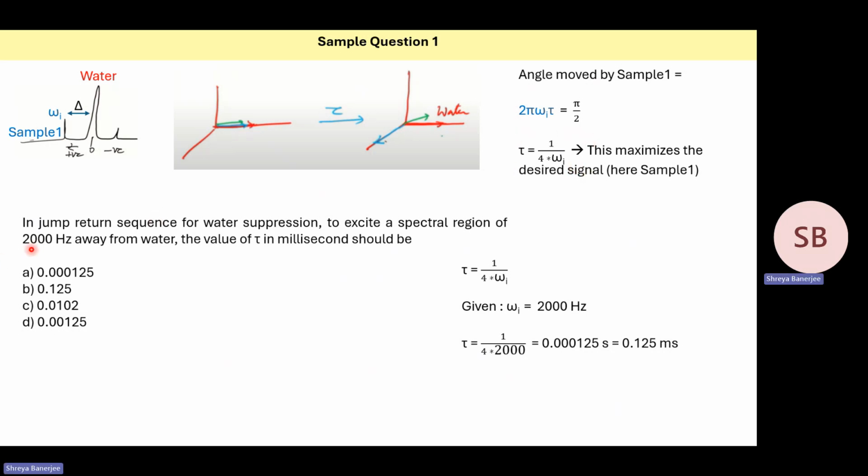This is the tau we should be setting. Here, the question says that on the spectrum, in the x-axis you have frequency, and omega I is 2000 hertz away from water. So tau is 1 by 4 omega I, 1 by 4 into 2000. 2000 is already given in the question. So tau is coming out to be 0.125 milliseconds, which is your option B. So your correct answer is option B.